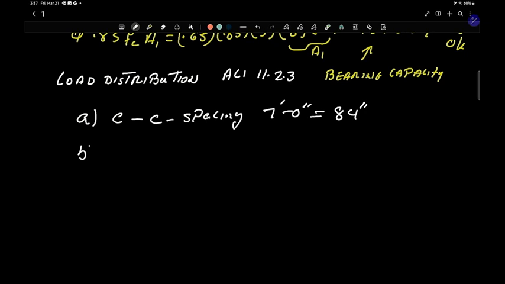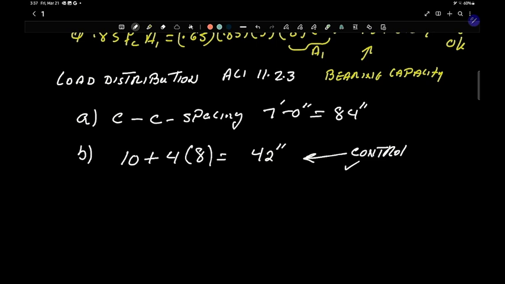B was a set bearing width, which was 10 plus 4 times h, which is 4 times 8. And that one comes out to 42 inch. And I said the lesser two I'm going to control, so this one is going to control. Okay, we're going to go with that one.